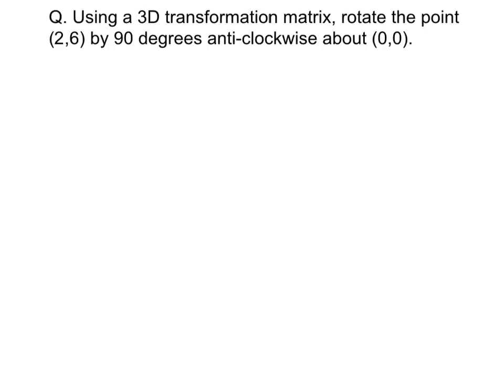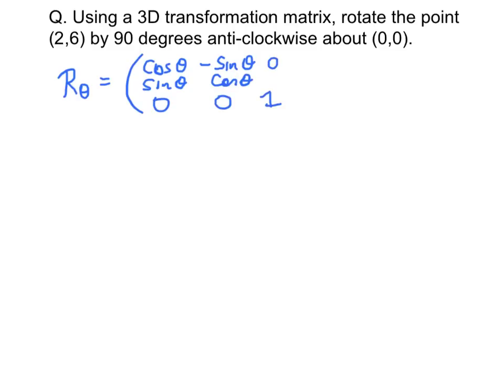It says, using a 3D transformation matrix, rotate the point (2, 6) by 90 degrees anti-clockwise about (0, 0). Now you'll be given the rotation matrix, so if I write that down, the rotation matrix R(theta) is equal to, and what you'll be given is cosine theta, minus sine theta, 0; sine theta, cosine theta, 0; 0, 0, 1. Now you need to know specifically that this is a rotation anti-clockwise about (0, 0). So this matrix is correct for this problem in this form. It's an anti-clockwise rotation about (0, 0).